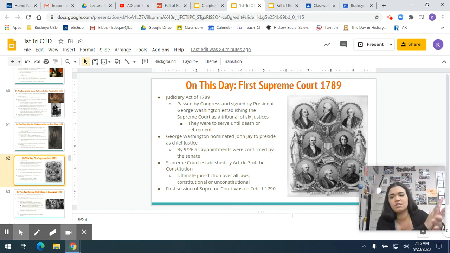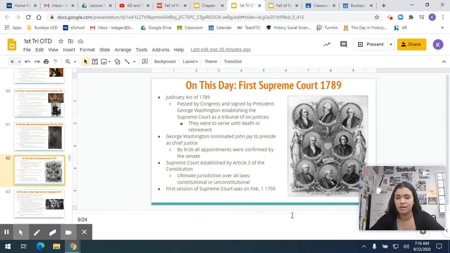Okay, so on this day in history, in 1789, the first Supreme Court takes place. So the Judiciary Act of 1789 was passed by Congress and signed by President George Washington, establishing the Supreme Court as a tribunal of 6 justices. The Supreme Court is the highest court in the land, and they are responsible for interpreting law.